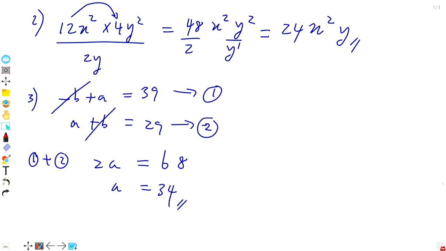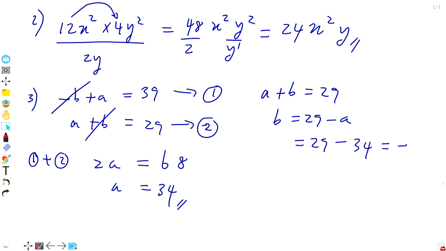So if a is equal to 34, then how to find b? So a plus b is equal to 29. So b is equal to 29 minus a. So 29 minus 34 would be minus 5 is the answer. So b is equal to minus 5.